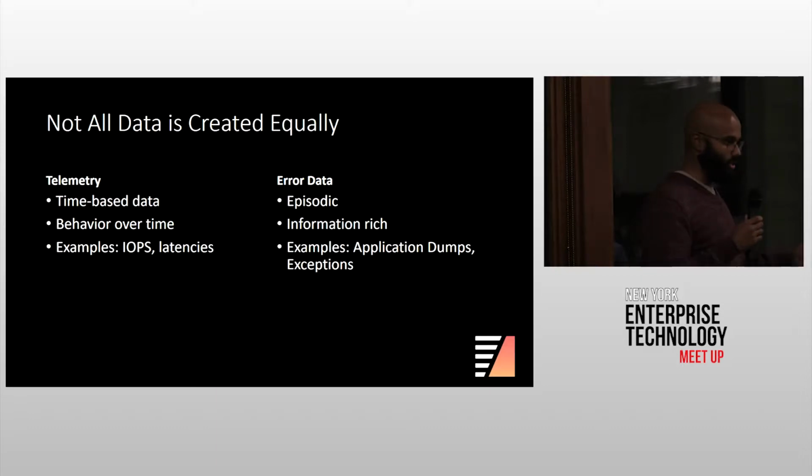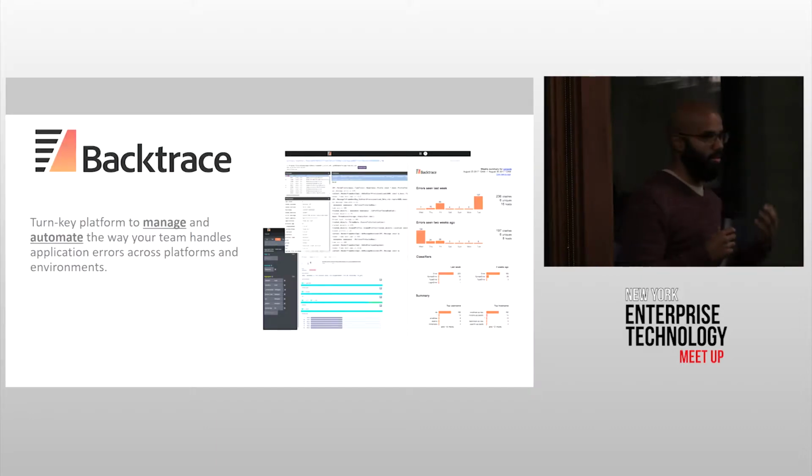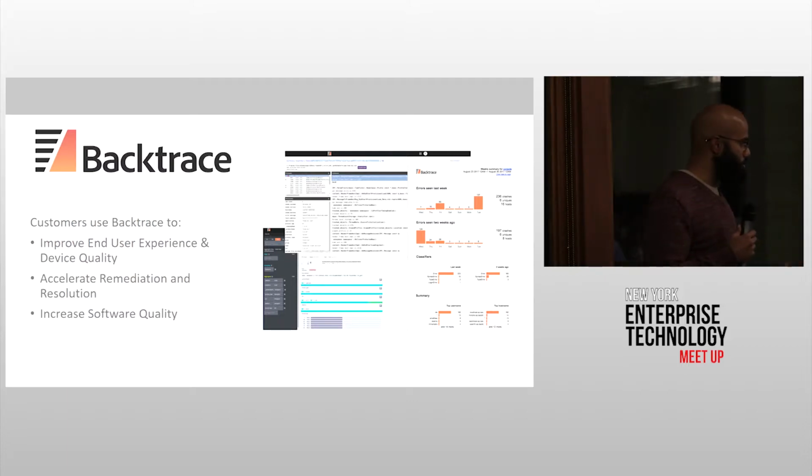So Backtrace, and what I'm here to talk to you about, is this idea of a platform that is able to manage and help you automate the way your team handles application errors across platforms and across environments. So whether you're developing a custom device or using off-the-shelf components, you can use Backtrace as your data management layer for application errors. Customers use Backtrace to date to improve end user experience and device quality. And when I say device, I mean the full device, not just the hardware, but actually the software, to accelerate remediation and resolution of these incidents.